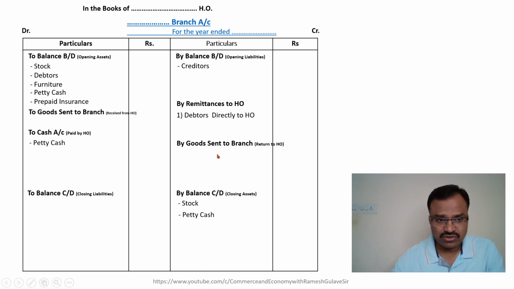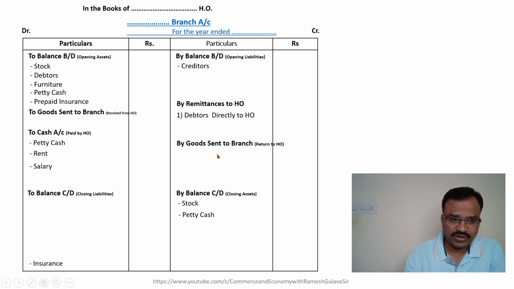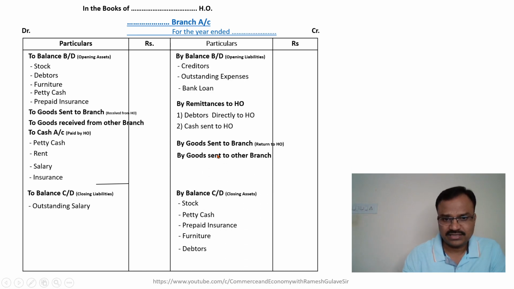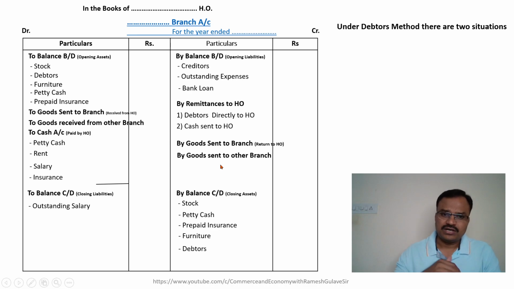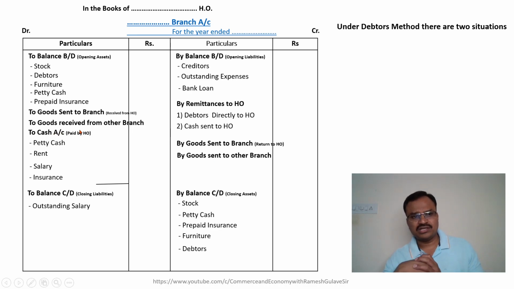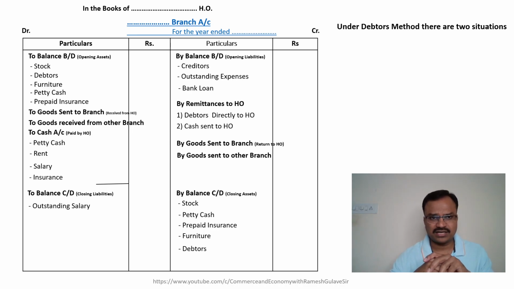In closing balance of assets also, there are some points. So in this way, you can record the relevant point under the concerned title. Here one more point related to goods is goods sent to other branch. If goods are sent by this branch to another branch, it is recorded on the debit side. And similarly, if goods are received from another branch, it is recorded on the debit side of branch account.